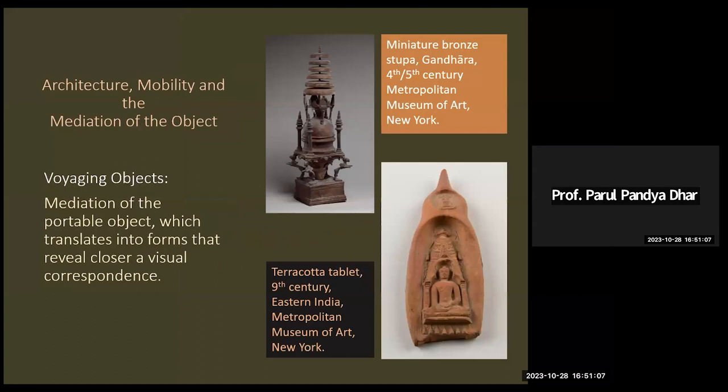But there is another way in which architectural transmissions and transformations have happened. And these relate to the mediation of the object. So architectural imageries incised, carved, or painted on portable objects, such as votive offerings that you see on the screen, terracotta ceilings to the lower right, illustrated manuscripts, I showed one earlier, miniature models of stupas and temples, top left, and stele engravings were carried by pilgrims, traders, priests, and monks on long journeys.